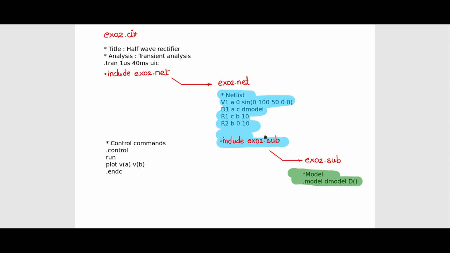So this would be the entire refactored .cir file. Let us push the control commands up, and this portion is the actual .cir file, which in turn calls the netlist file, which in turn calls the subcircuit .sub file, which contains the models of the components used in the netlist. So let us refactor the .cir file that we have seen into these three files and rerun the simulation.